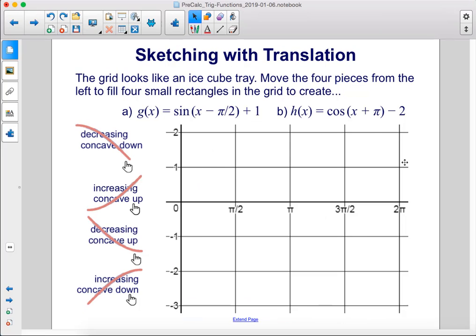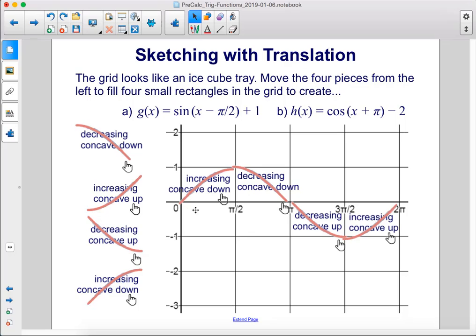The grid looks like an ice cube tray. Move the 4 pieces from the left to fill 4 small rectangles in the grid to create these functions. We're going to start off with a sine function, so that's going to look like this. So now this is a regular sine x function. Now we're going to move it to the right, pi over 2.